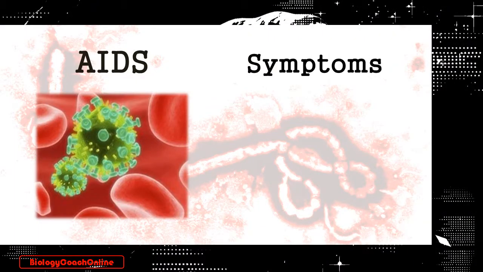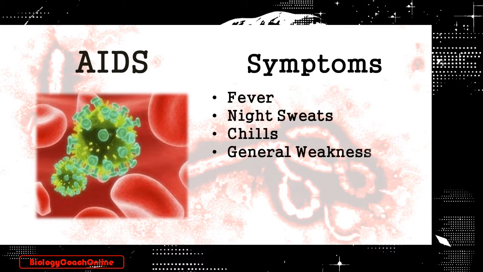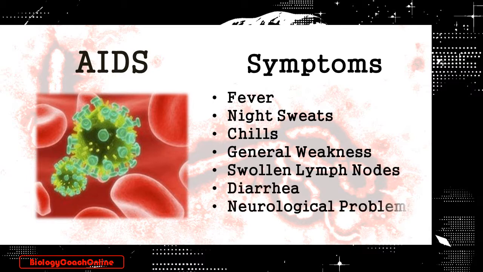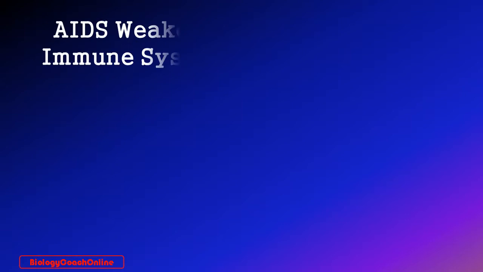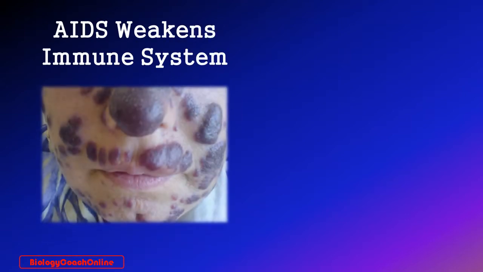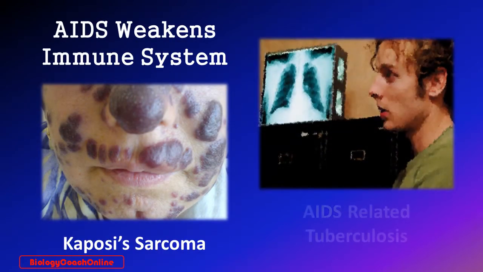Symptoms of AIDS may include prolonged fever, night sweats, chills, weakness, swollen lymph nodes, diarrhea, as well as psychiatric and neurological problems. Due to their weakened immune systems, AIDS sufferers are also extremely susceptible to various cancers, as well as respiratory infections, guess what, like tuberculosis.